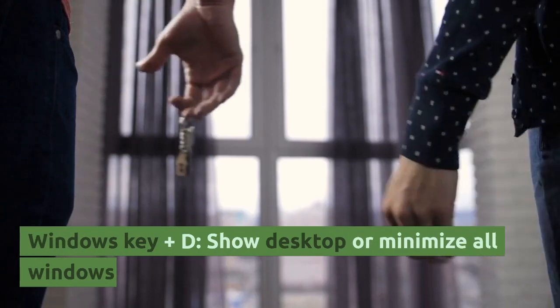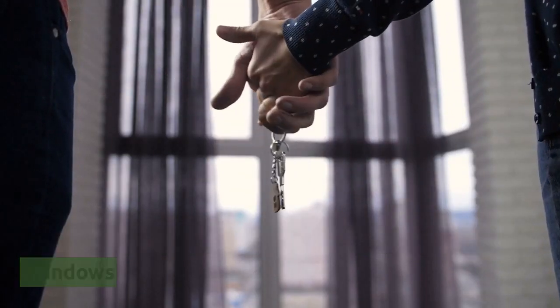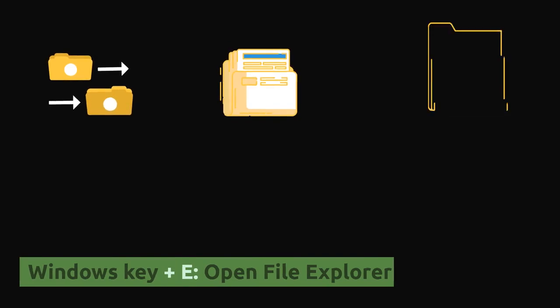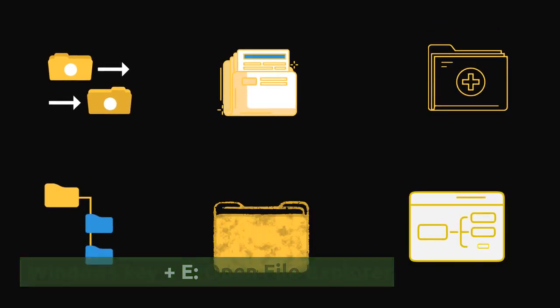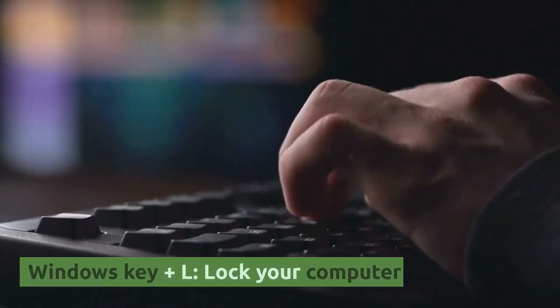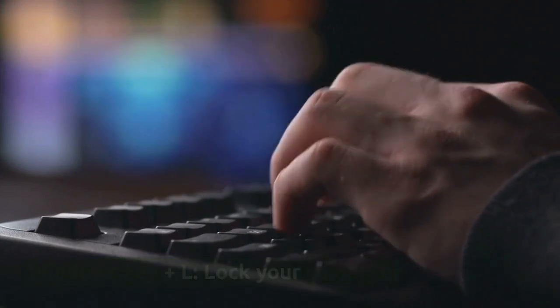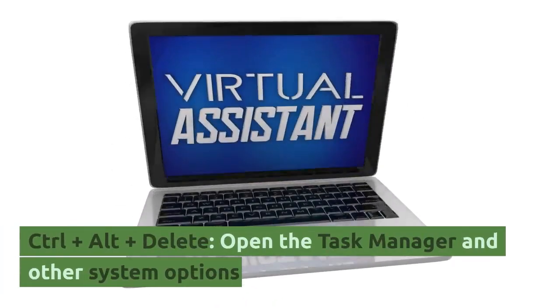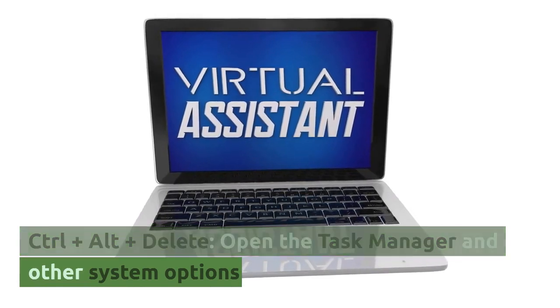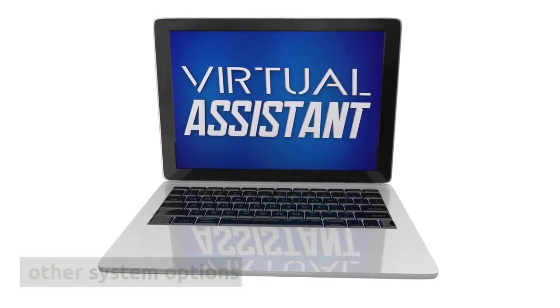Windows key plus D, show desktop or minimize all windows. Windows key plus A, open File Explorer. Windows key plus L, lock your computer. Ctrl+Alt+Delete, open the Task Manager and other system options.